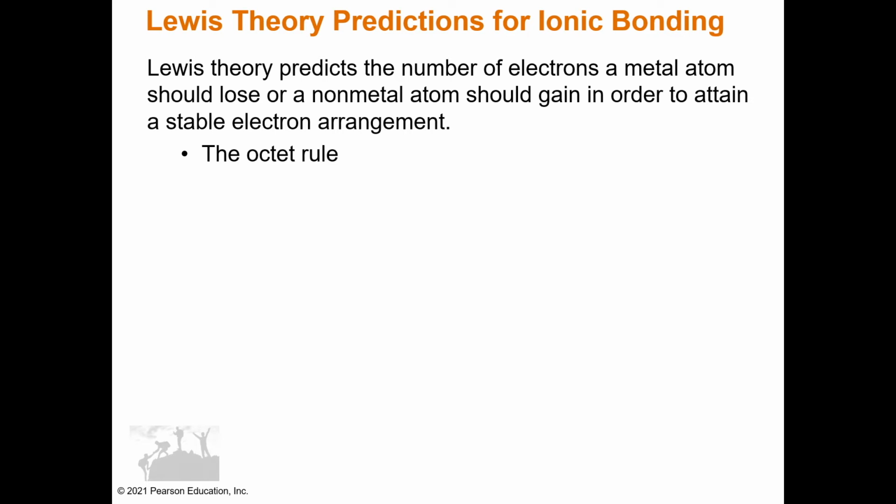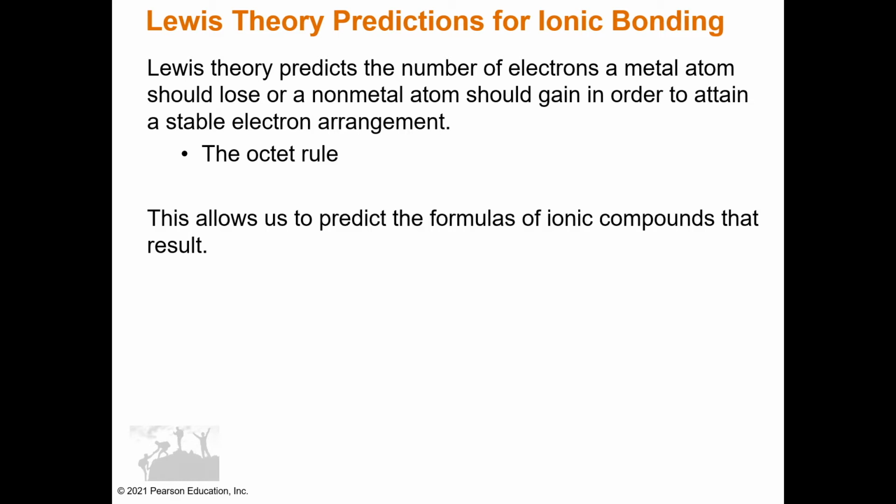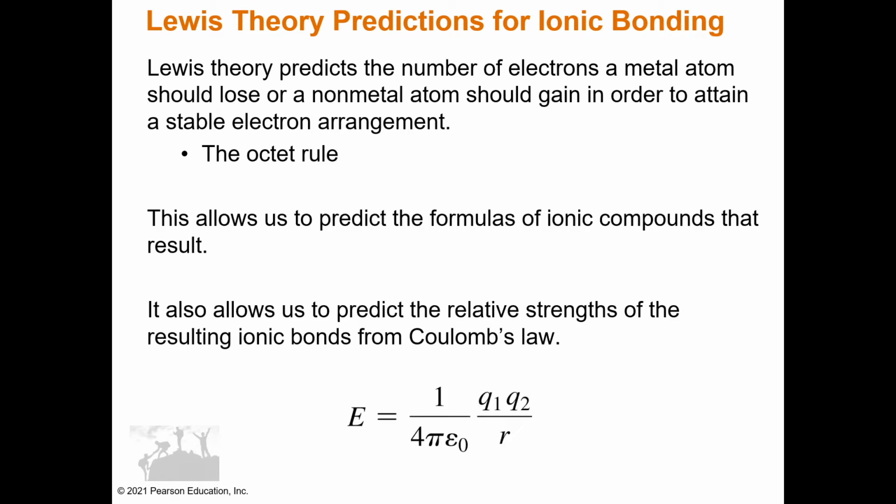So at this point, we know why bonds form, and that's to lower the potential energy. We also know how they form because the ions obtain noble gas electron configurations. Now we can take a look at the different ionic compounds and the bonds that hold them together and rank the relative strengths of those bonds. But in order to do that, we have to revisit Coulomb's law.